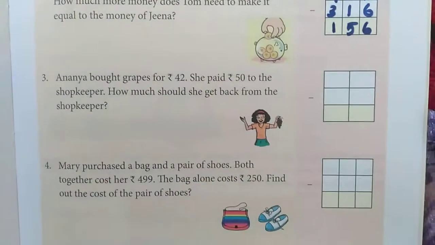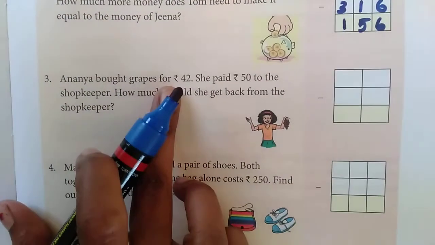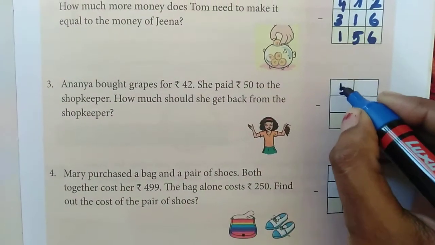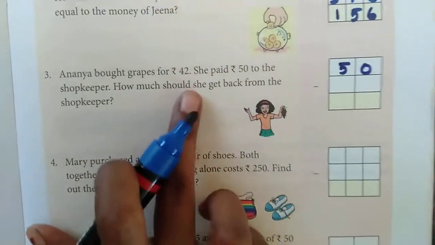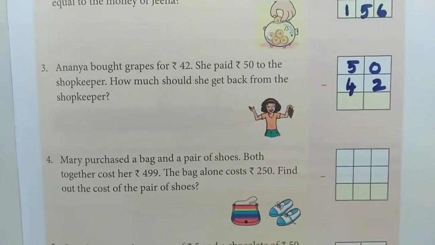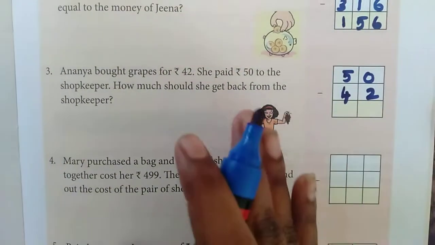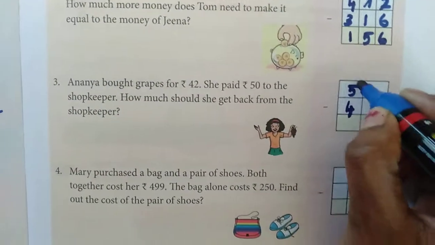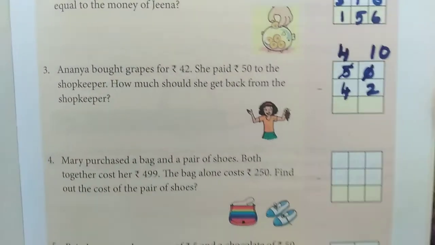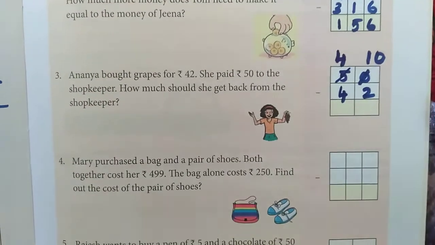So first what do you have to write? For subtraction, you have to write the biggest number. Is 42 the biggest number or 50? 50 is the biggest number. So you have to write 50 first, then 42. Now you have to subtract. 0 minus 2, you can't do, right? So you have to borrow from here to here. So here 4 will come, and here 10. So 10 minus 2, how much? Take 10 fingers and fold 2 fingers. How much?